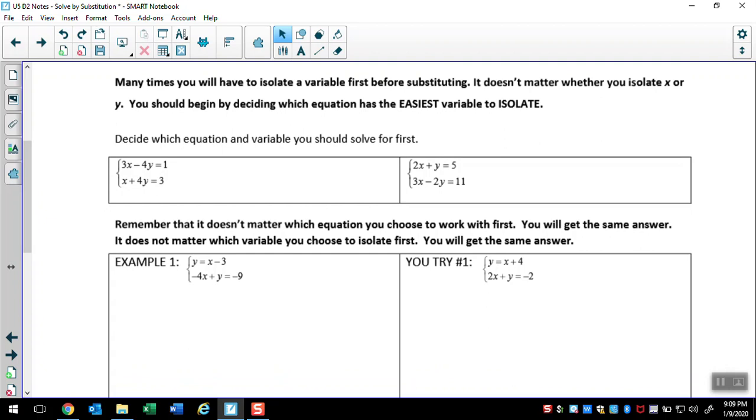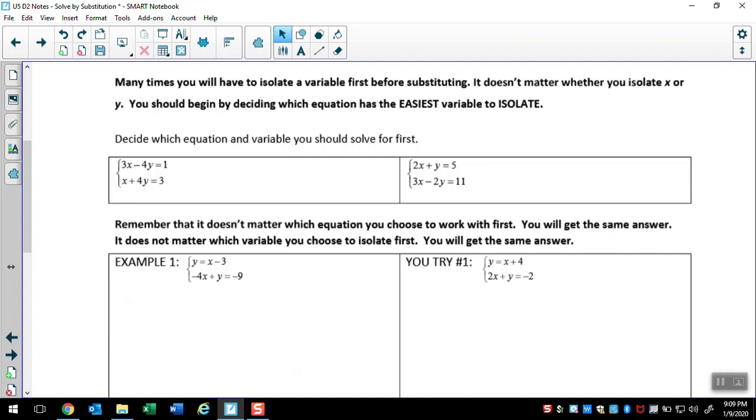So when I look at the first equation, 3x minus 4y equals 1, I'm going to look for their coefficients. X has a coefficient of 3, y has a coefficient of -4. All right, so neither of those are going to be very easy to isolate. Let's come down to this one. X plus 4y equals 3. X has no coefficient, or a coefficient of 1. Y has a coefficient of 4. Right, well, let's do this one because we wanted to look for a variable with no coefficient. So that x is the variable I want to solve for.